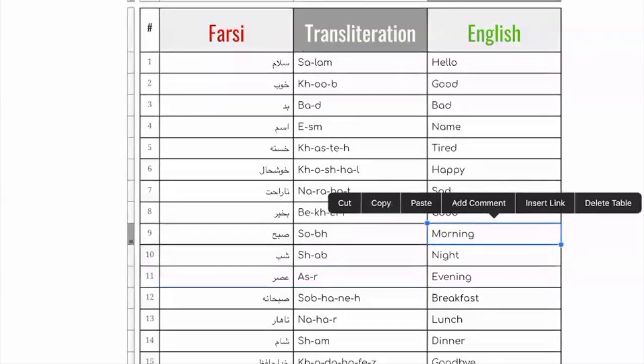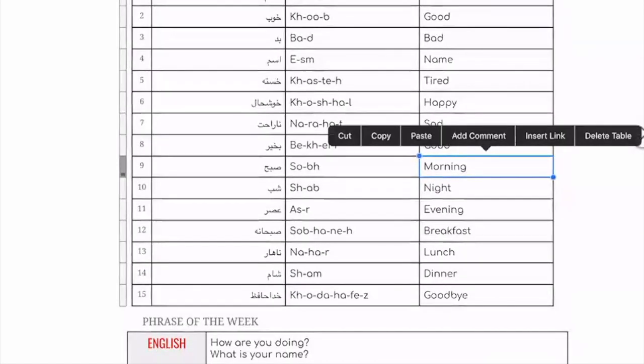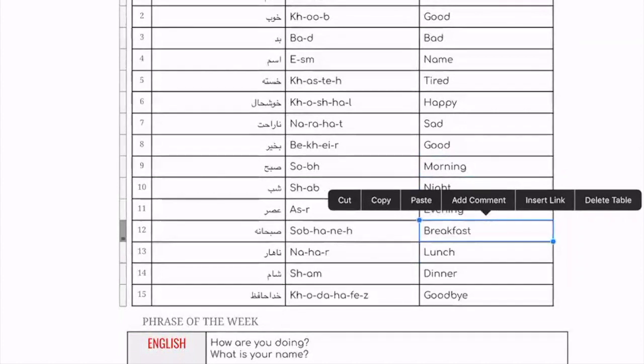Esm, name. Farsi also doesn't have much throat action, you don't have to use your throat as much as you might have to with languages like Arabic. It's very, very plain, very basic. You just have to let it out. Number 5, khaste, tired. Number 6, khoshal, happy. Narahat, sad. Number 8, bekhair, good.